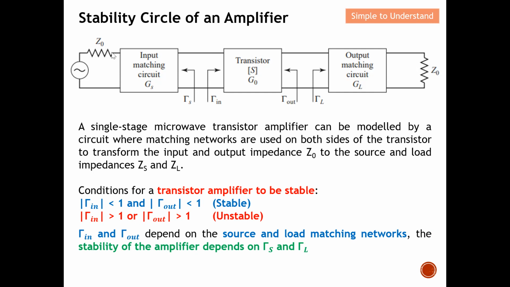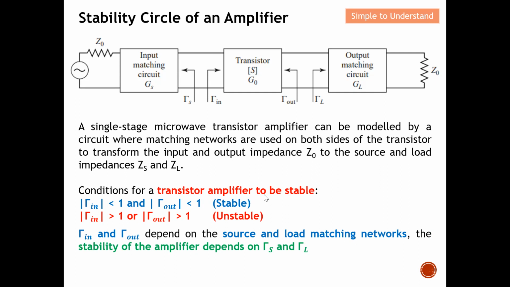Okay, so this is the output, this will be the input Z0 to the source and load impedance ZS and ZL. If you're not so sure what I discussed over here, you probably need to take a look at the impedance matching network here. Okay, so condition for a transistor amplifier to be stable.